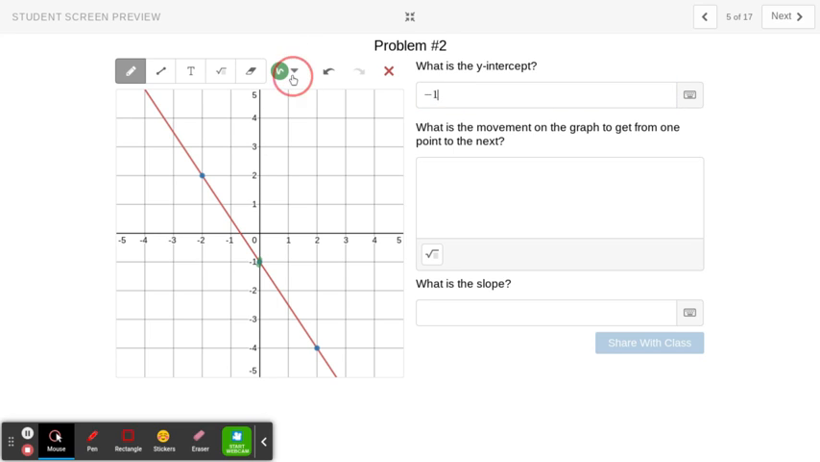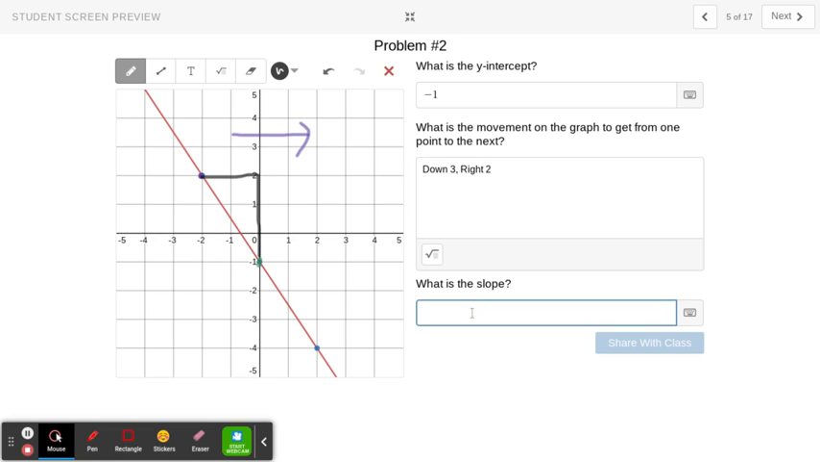What's the movement on my graph? So again, remember, we go from left to right. So I'm going to go from this point that's going to be purple to this point that is green. So how do I get there? Well, let me show with my little handy dandy tool. I go to the right 2 and I go down 1, 2, 3. Okay, so I go down 3 and I went right 2.